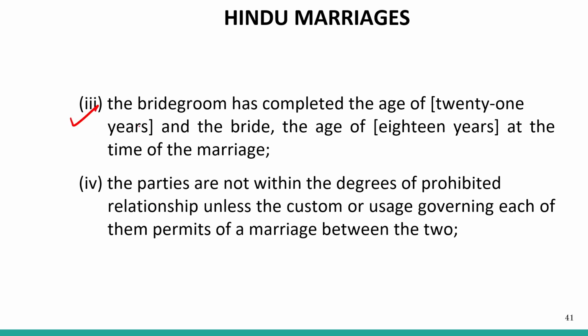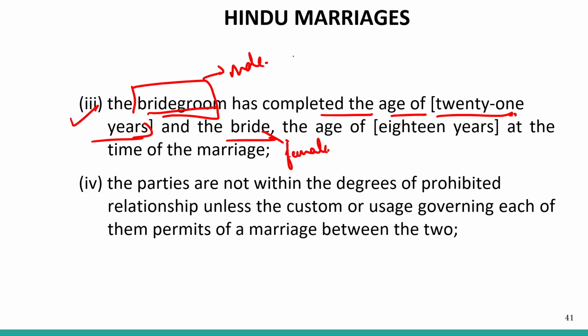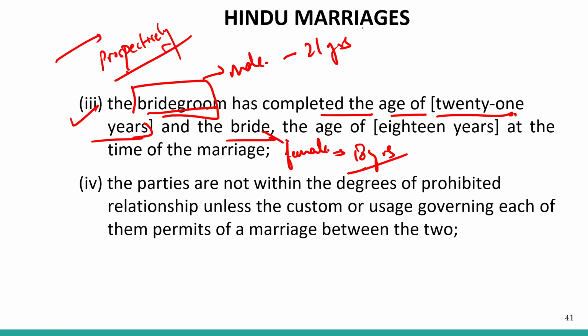Another condition that needs to be fulfilled when you talk about marriages is that the bridegroom has completed the age of 21 years and the bride. Here, bridegroom means the male and bride means female. So for male, the age is 21 years and for female, it is 18 years. And this is applicable prospectively. Now, what is prospectively? After the creation of this legislation, the Hindu Marriage Act of 1955, only when the male is of 21 years of age and the female of 18 years of age are they supposed to get married. If they are married before that, then that marriage will not be considered a valid marriage. It will be considered a void marriage.